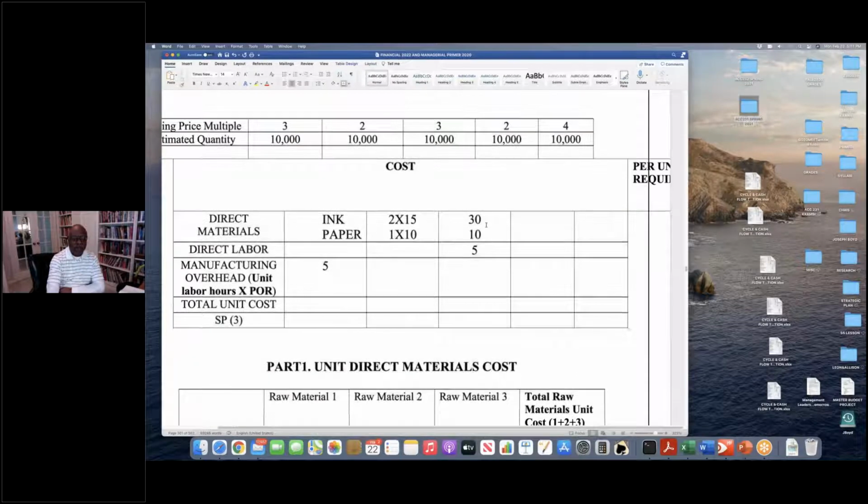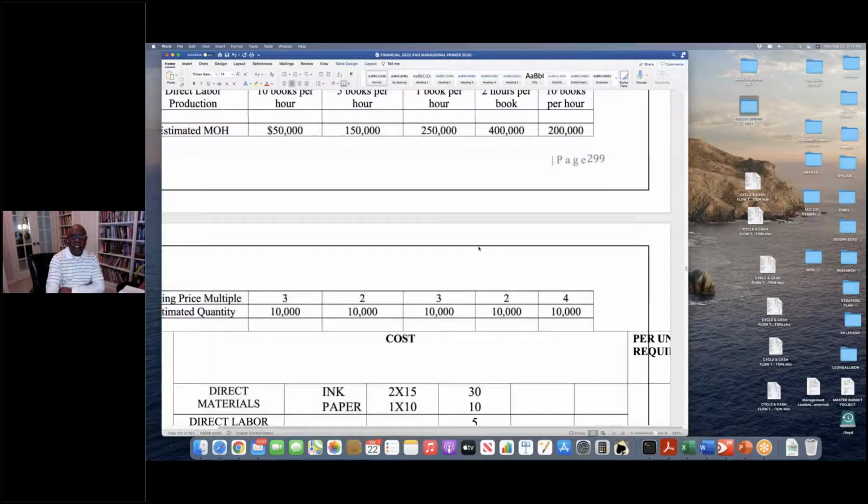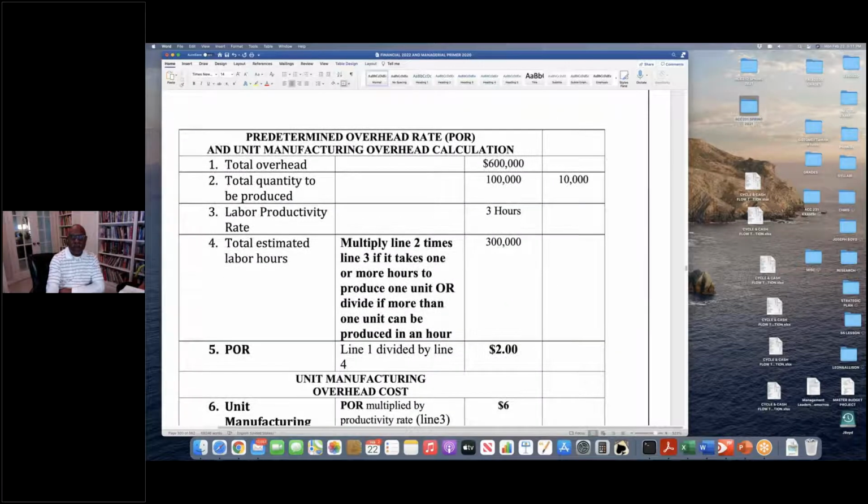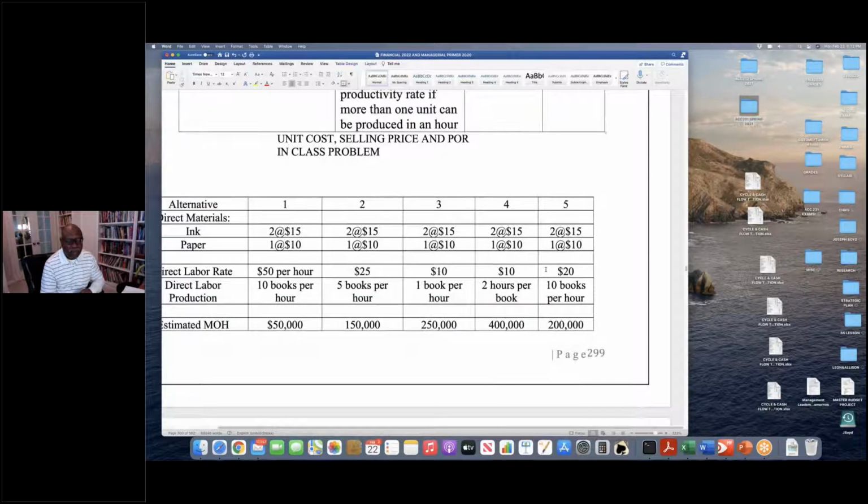The estimated quantity was 10,000, and MOH was 150,000. So was I supposed to divide that? That's what I'm trying to figure out. I can't remember. POR. No, okay, total overhead. Okay, that's what I thought. So this is 5 per hour? Wasn't this 5 per hour labor productivity? Yes, sir.